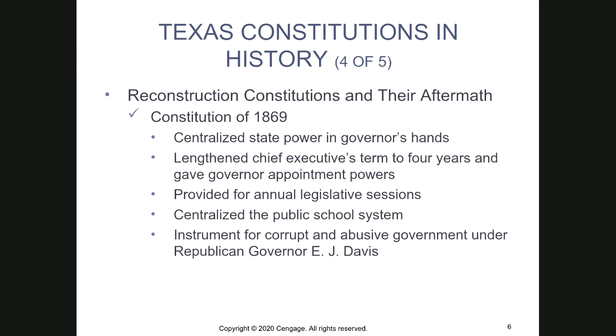And during this period of time, there was a Republican governor in office. His name was E.J. Davis. He was exceptionally unpopular among people within the Confederacy who had broken away because he actually fought for the Union.